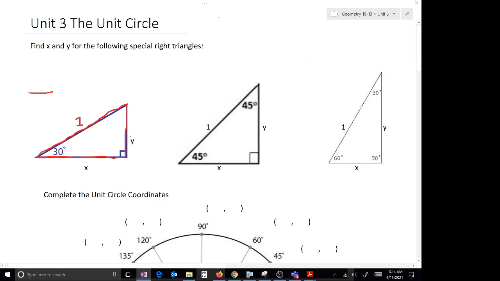So first thing that we do with special right triangles, we draw our reference triangle. So short leg is 1, hypotenuse 2, long leg root 3. Now remember that going from hypotenuse to short leg, we divide by 2 because the short leg is always half the length of a hypotenuse in a 30, 60, 90. So y is going to be really easy to solve. It's just going to equal 1/2.